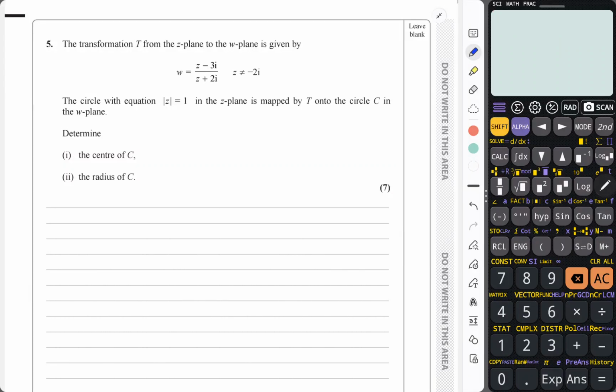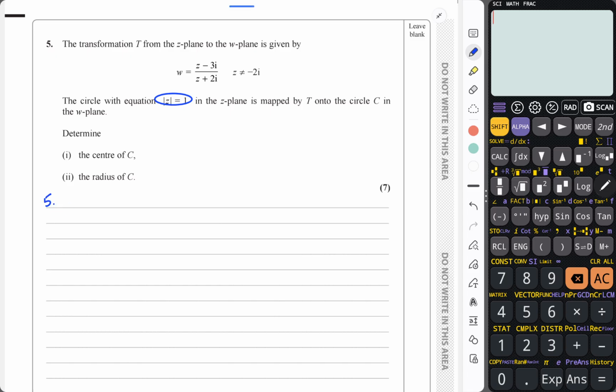Hi there, let's have a look at this transformation question. So this tells us that the transformation T from the z plane to the w plane is given by this equation here. So this is how it's going to map a value of z to a value of w. And it tells us the circle with equation modulus z equals 1, so that's our unit circle in the z plane, is mapped by T onto the circle C in the w plane. Determine the centre of C and the radius of C.